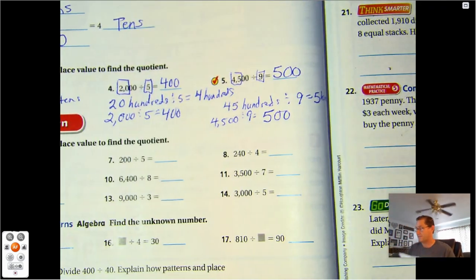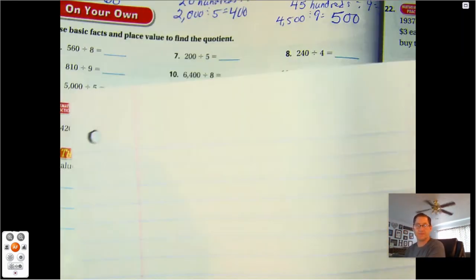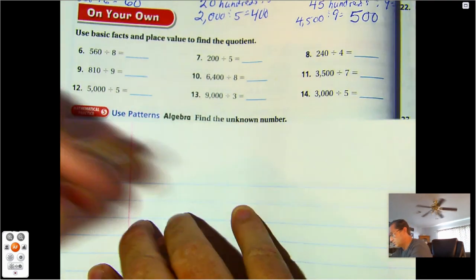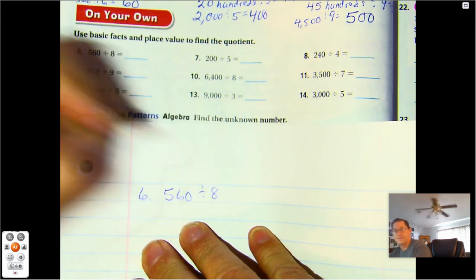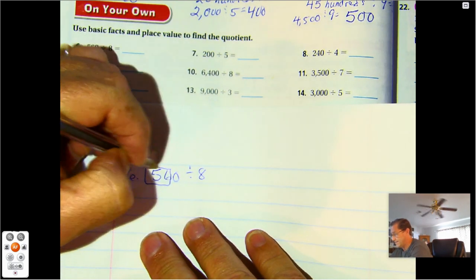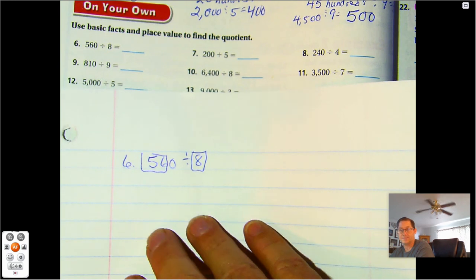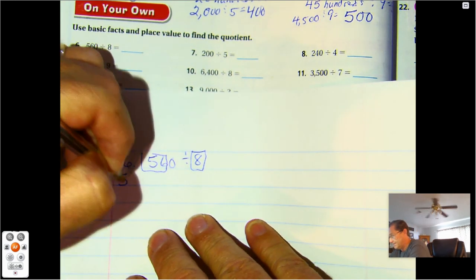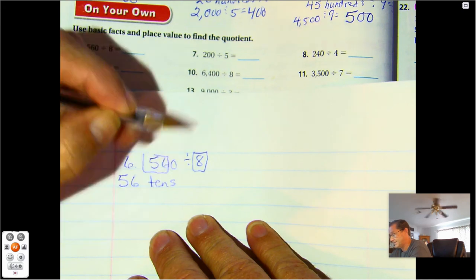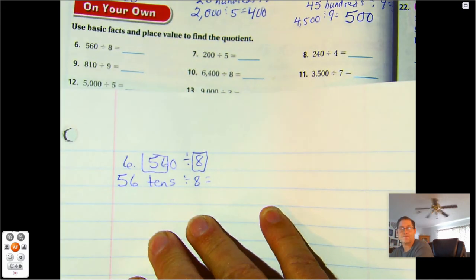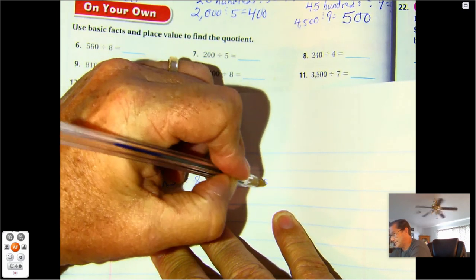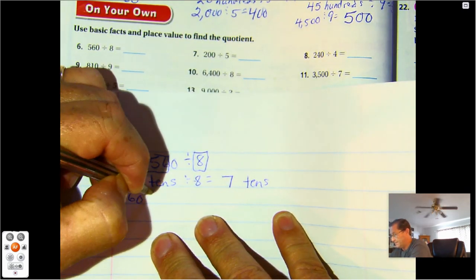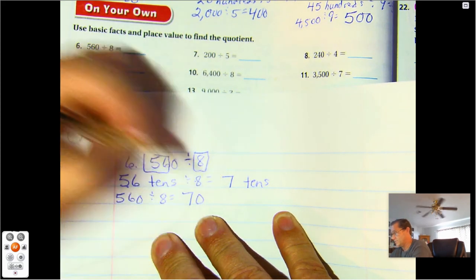Okay. Number 6 through 14, I'm going to use another piece of paper to give myself a little more room. So number 6, we have 560 divided by 8. The basic math fact is 56 and 8. So 56 divided by 8. So I'm going to rewrite 560 as 56 tens divided by 8. And 56 divided by 8 is 7. So 7 tens. 560 divided by 8 equals 70.